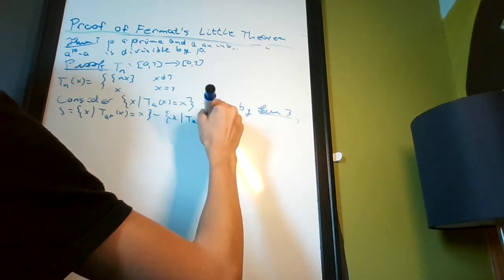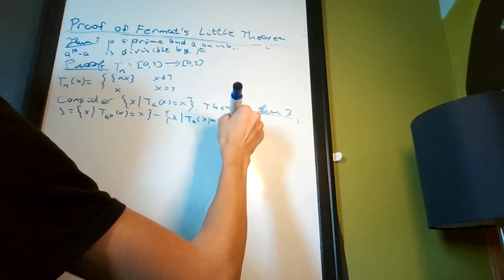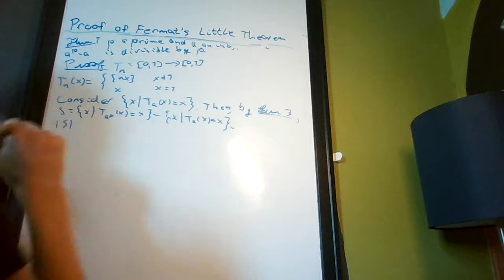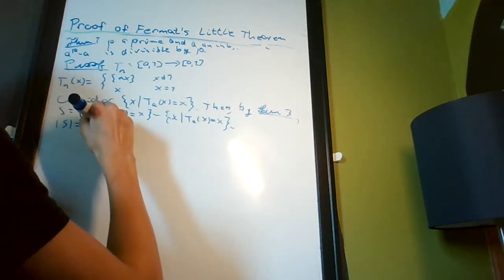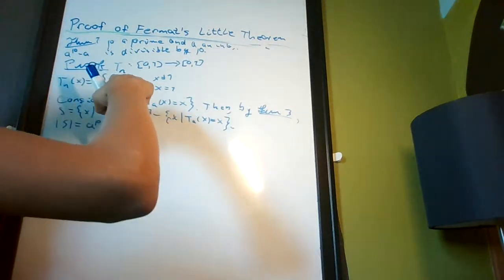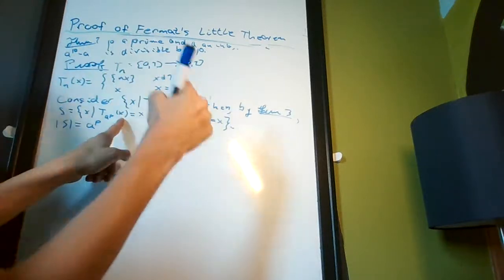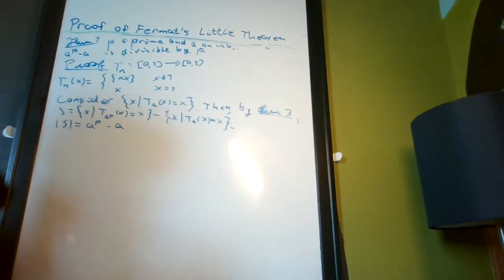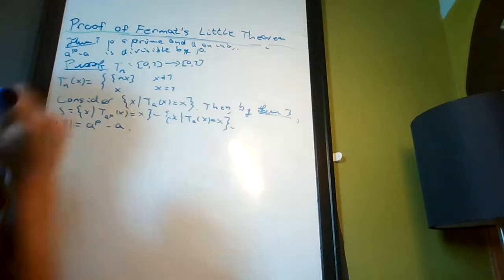of TA. So what does this tell us? Well, we know that the number of things in here is going to be a to the p, right? Because that's the number of things in here. But we have to get rid of the a in here. So a to the p minus a. So those are going to be the number of things in here.